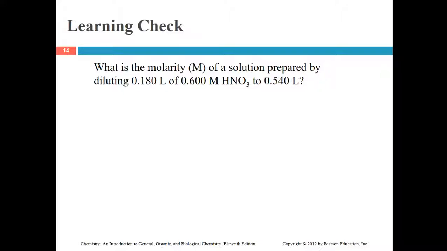What is the molarity of a solution prepared by diluting 0.180 liters of 0.600 molar HNO3 to 0.540 liters? Okay, M1V1 equals M2V2. Let's see what we have. This is our first volume with its corresponding concentration. This is going to be our second volume. We need to figure out what our second molarity is. First of all, we know that our second molarity has to be less than our first molarity because why? We're diluting it. Remember, that's our little key there. So see if you can solve this problem. Press pause.